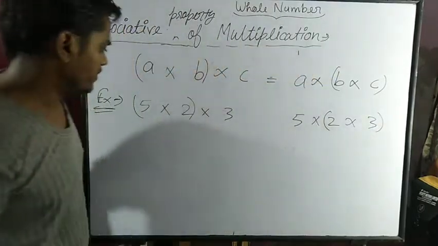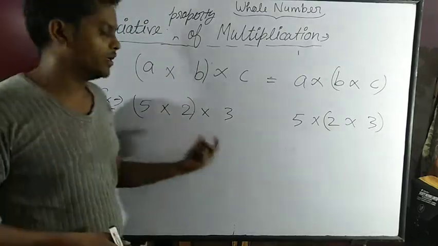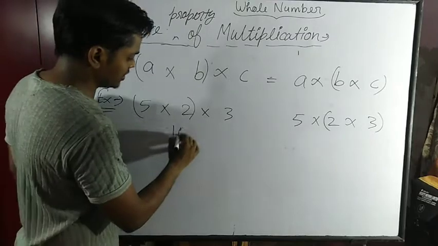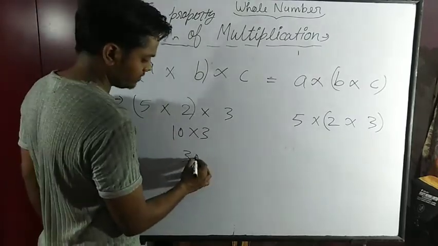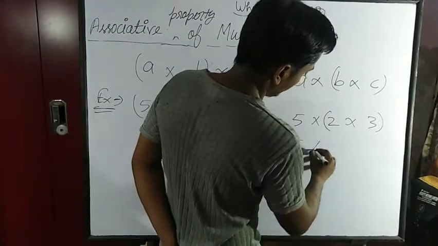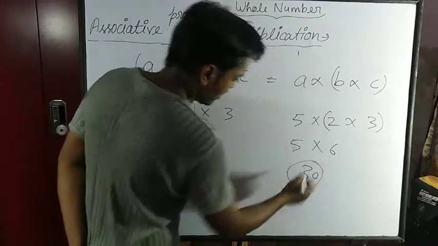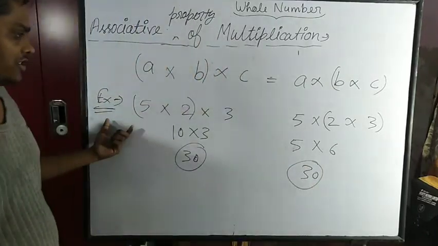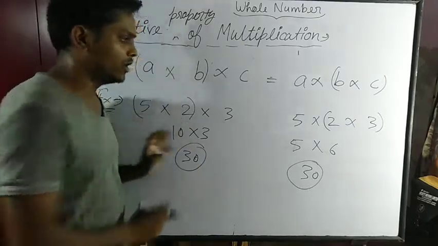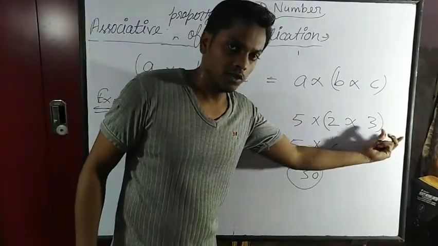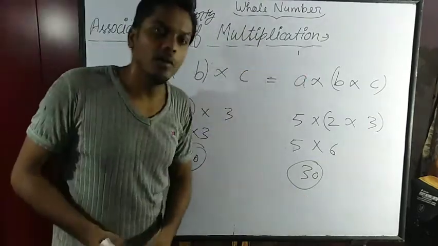Now we will check. See, here is the group. According to the BODMAS rule, first of all we will solve this bracket. So 5 into 2 is 10, into 3. 10 into 3 is 30. Now we will solve this one: 2 into 3 is 6, and 6 into 5 is 30. See, both results are the same. So there is no change from the grouping. We have just changed the group. There is no change in the answer. So this is the associative property of multiplication.